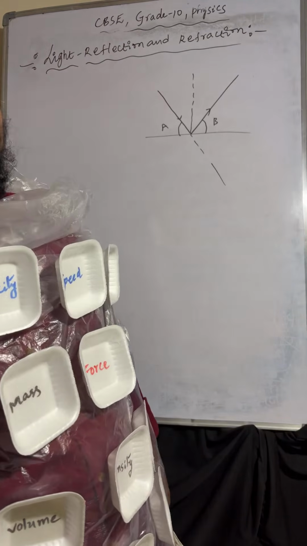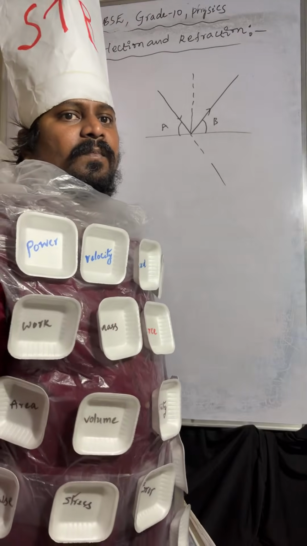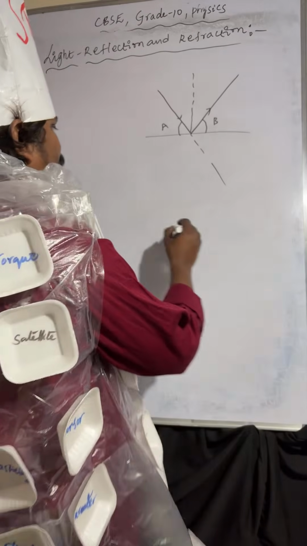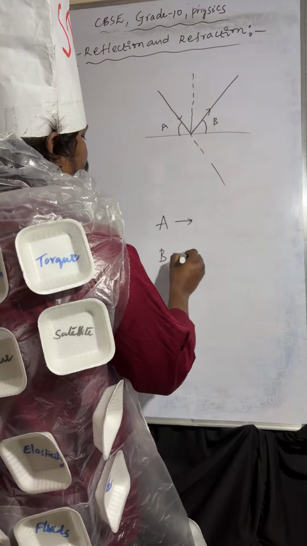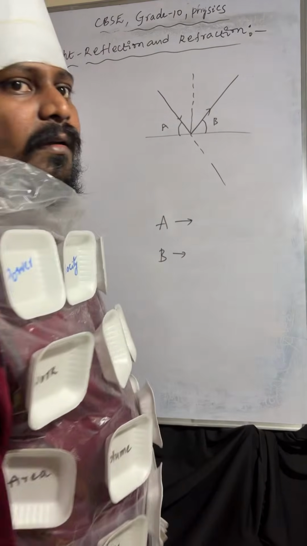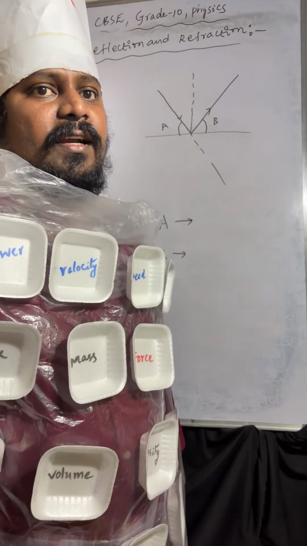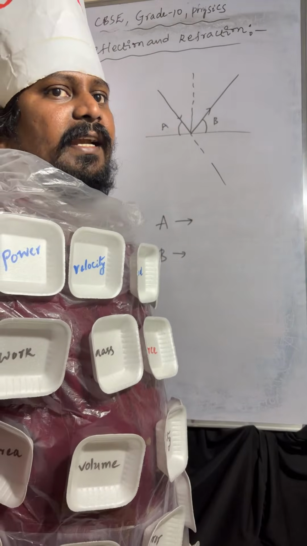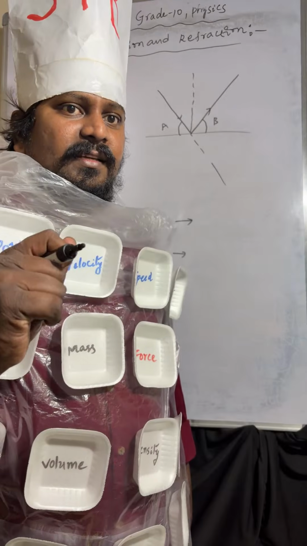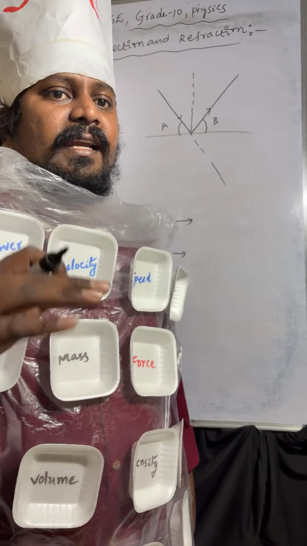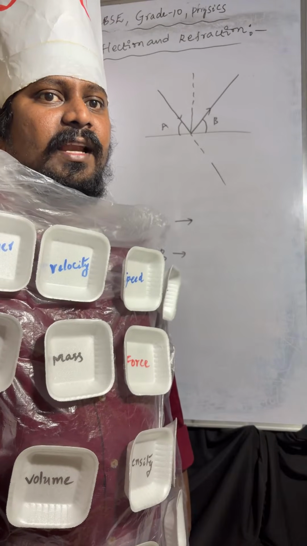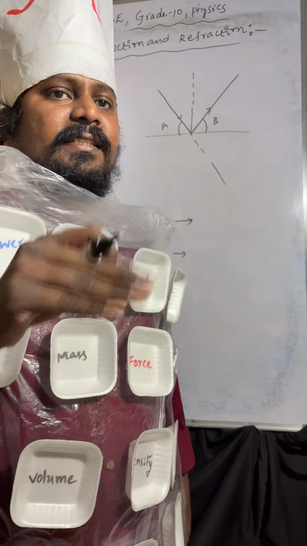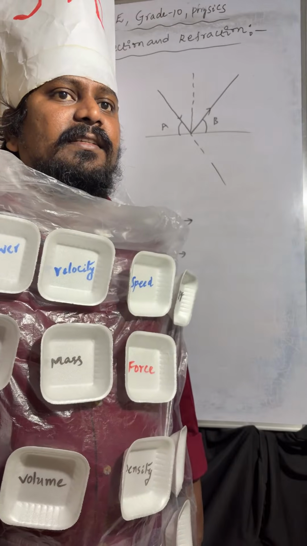What is A? A is... and B is... Anyone knows the answer? What is the angle between incident ray and plane surface? Can anyone tell the answer? Let me know. Angle between incident ray and plane surface.